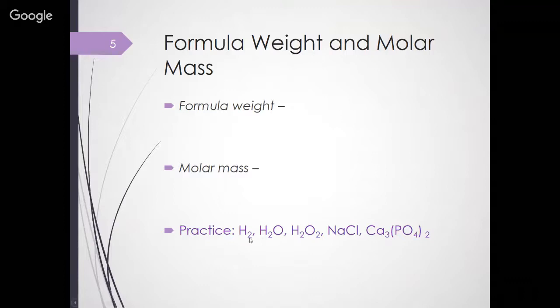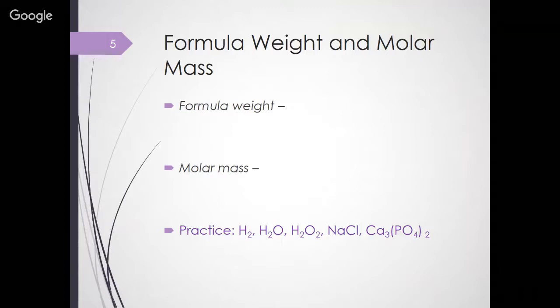H2 means I have 2 hydrogen atoms. The mass is 1.01. So 2 times 1.01 is 2.02. Now I've added on an oxygen. So I take my 2.02, I add 16, and I get 18.02. Now I've added on another oxygen. So 2 times 16 plus 2 times 1.01. Add those together, and I get 34.02.